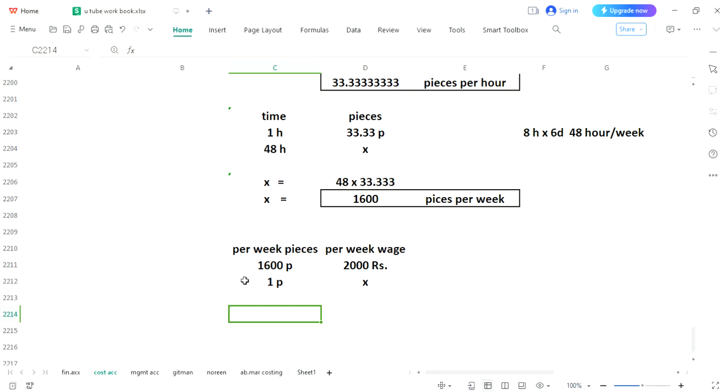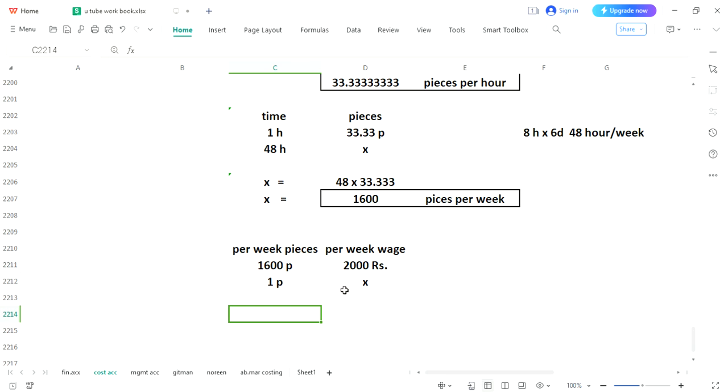Now please notice, 1600 pieces are made in 1 week. This was calculated over here. If you want to revise it, just rewind the lecture. How did we calculate this 1600? So 1600 pieces are made per week, and in 1 week we receive 2000 rupees. So how much amount will somebody receive if he is making only one piece, just to set the standard?